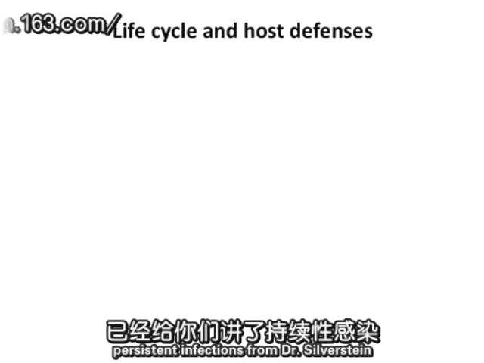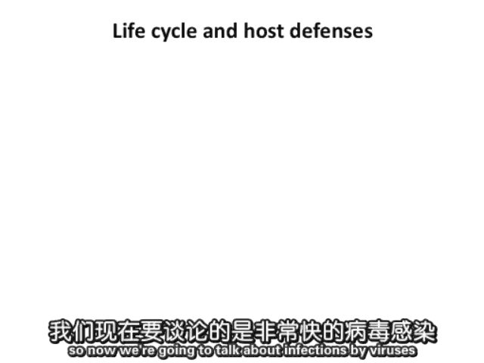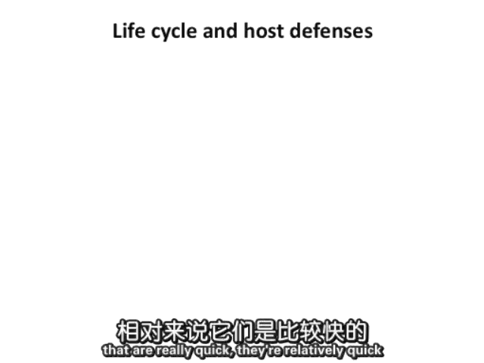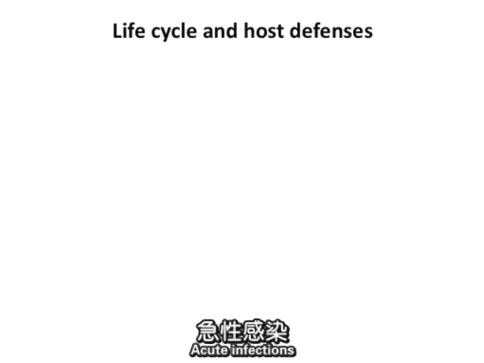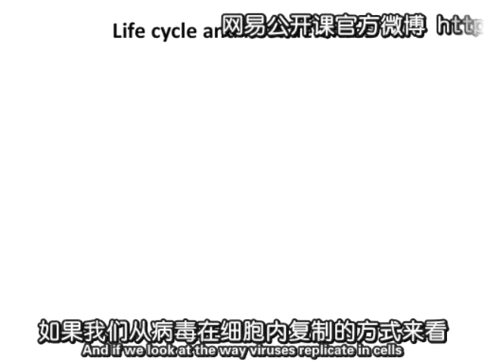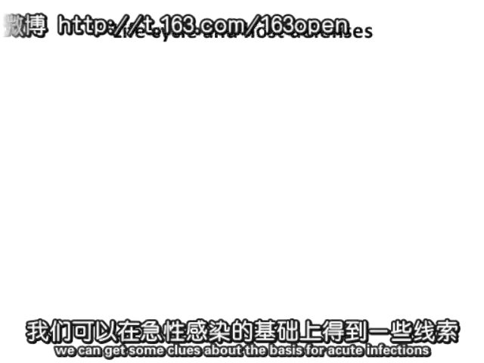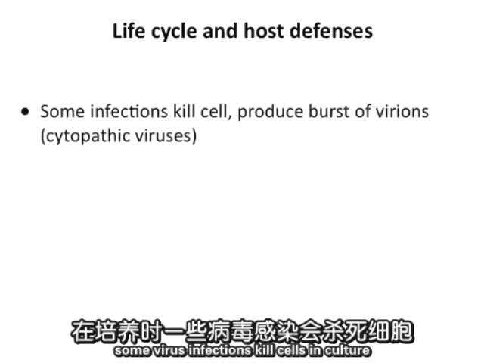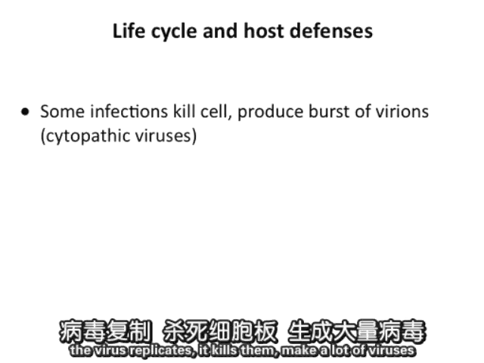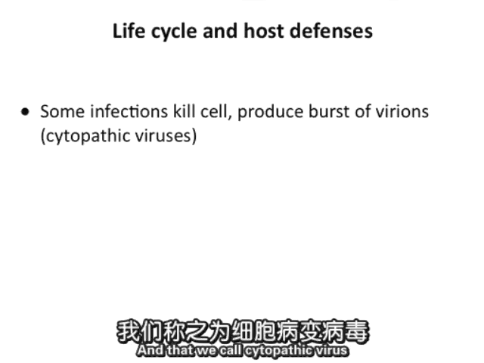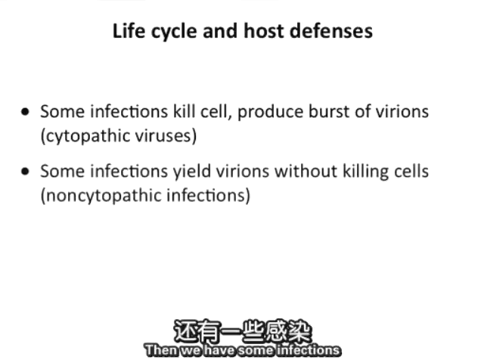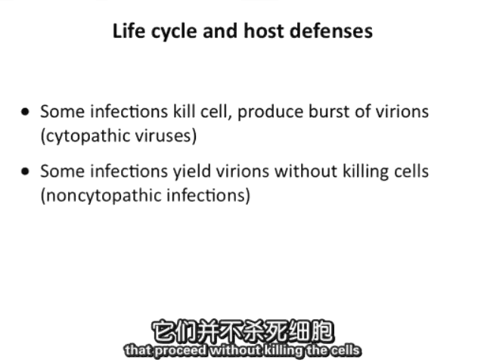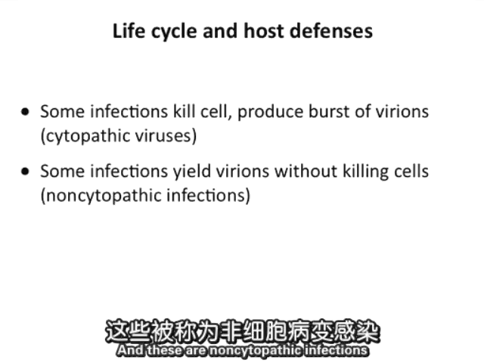All right, you've heard about persistent infections from Dr. Silverstein, so now we're going to talk about infections by viruses that are really quick, or relatively quick, acute infections. If we look at the way viruses replicate in cells, we can get some clues about the basis for acute infection. Some virus infections kill cells in culture. You infect a plate of cells, the virus replicates, kills them, and makes a lot of viruses, and that we call cytopathic virus. Then we have some infections that proceed without killing the cells, and these are non-cytopathic infections.